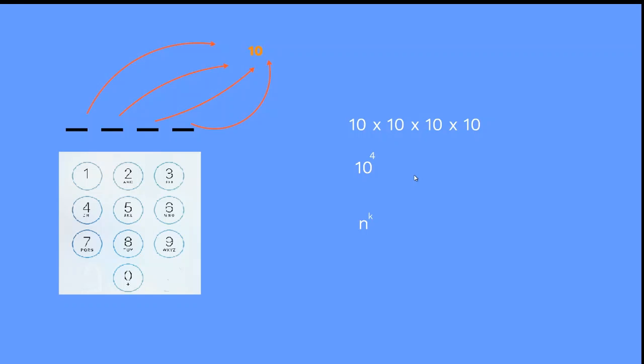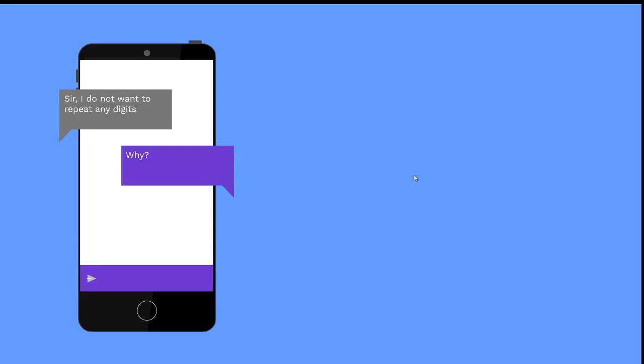Now I was very fine with it, but then suddenly Mithun messaged me saying, "Sir, I do not want to repeat any digits." That means before, a pin code could be 1111 also, or 1122. But in that case, there's a repeat. 1 is repeating, 2 is repeating. Mithun messaged me saying that he doesn't want to repeat digits, and I asked him why. He told me, it makes the password very weak. And I was like, okay.